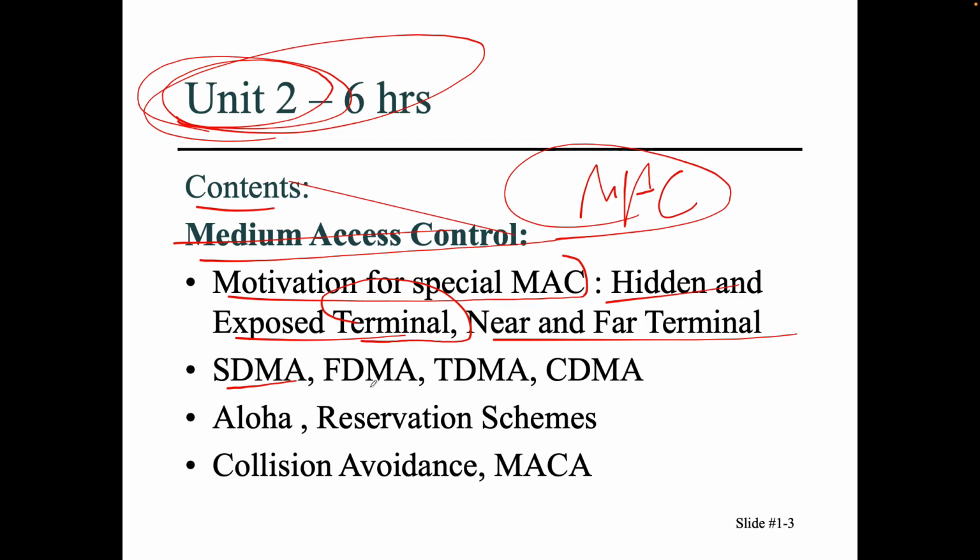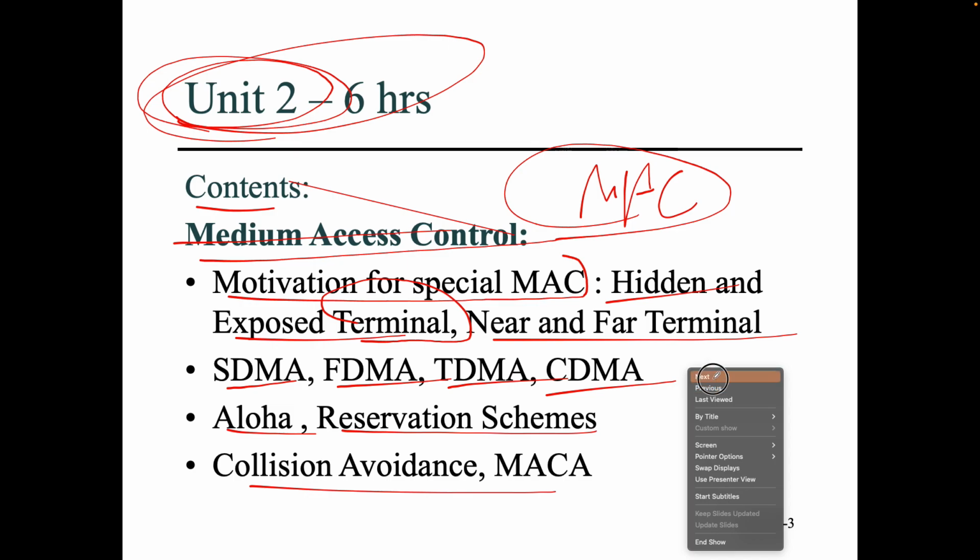Then there's SDMA, FDMA, TDMA, and CDMA, which must be types. Then there's Aloha, the algorithm, the reservation schemes, collision avoidance, MAC. Okay, so this is unit 2.